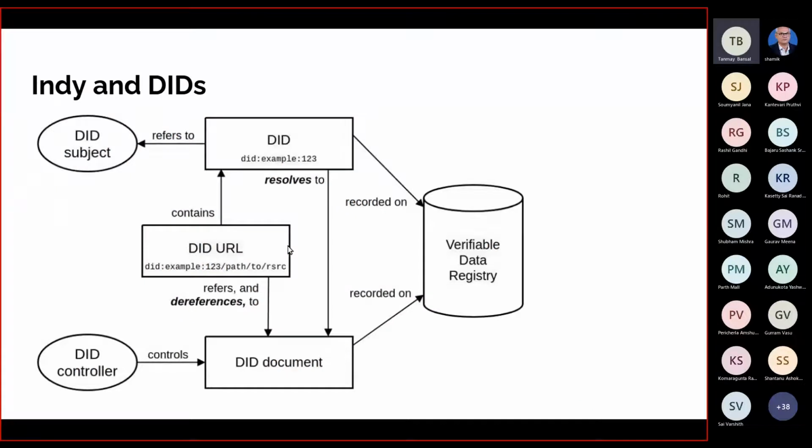Okay. So how does Indy fit in the whole picture of DIDs and everything that you were learning in your previous classes? If we consider this diagram, we see that the DID document and the DID are recorded in a registry called the verifiable data registry, and the controller, which controls the document, can change the document over time, and the subject is the entity which this DID refers to.